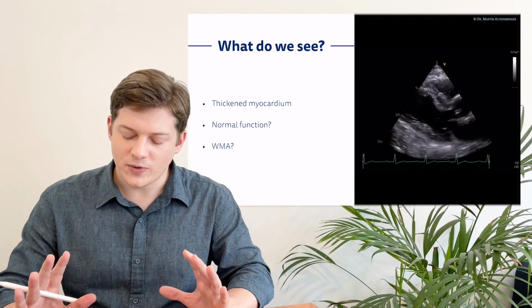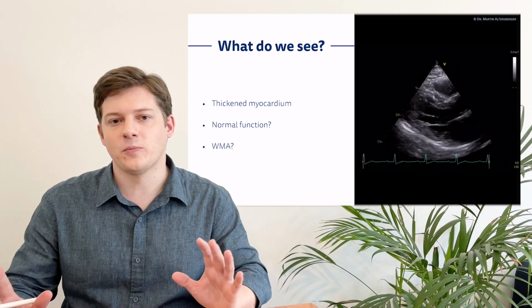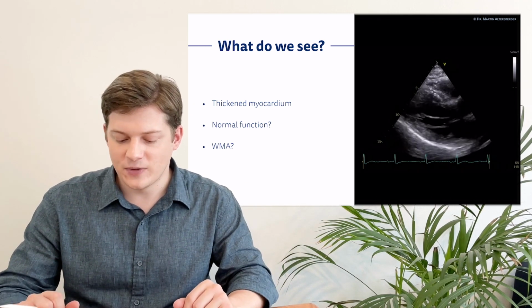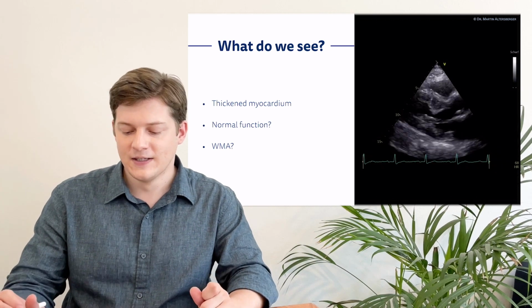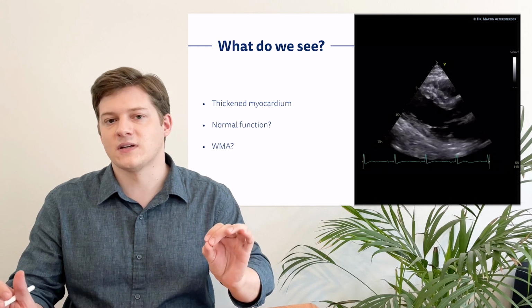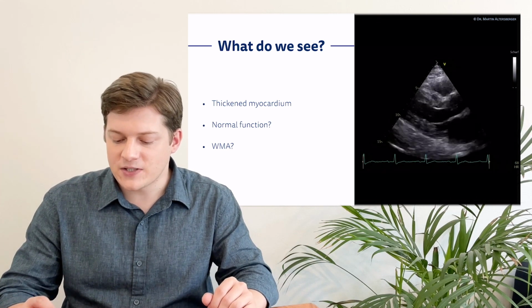And this loop already looks entirely different compared to what we have seen before. But how is it different? Let's review what we do actually find. What we can say for sure is that the myocardium seems thickened. We want to measure the myocardium.